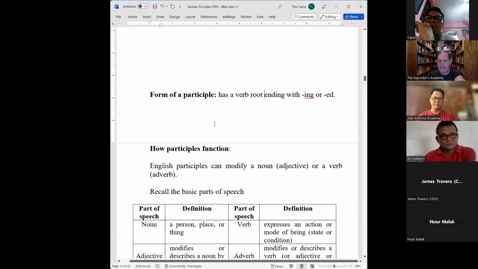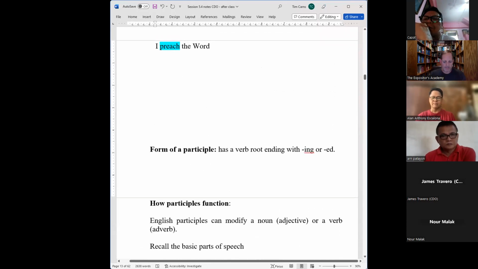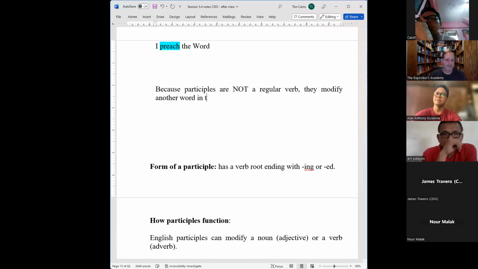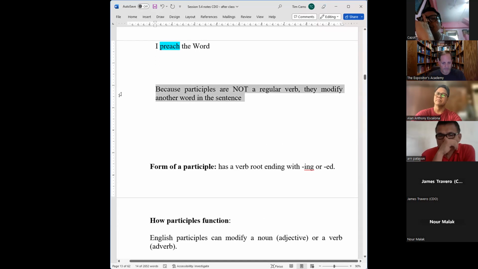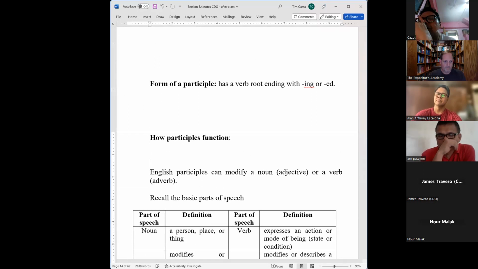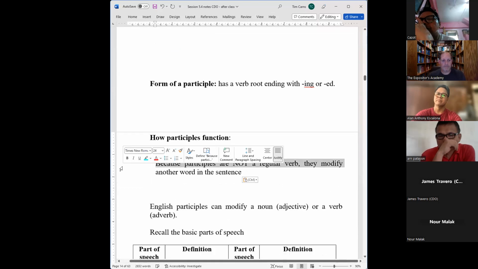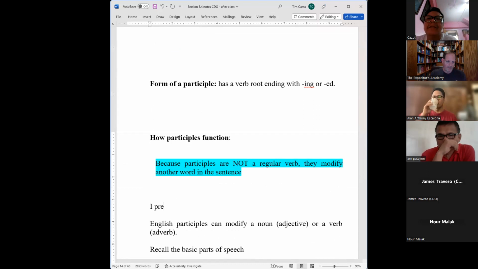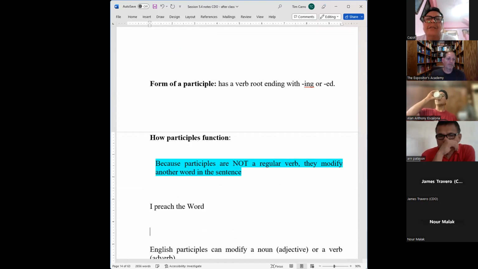Because participles are not a regular verb, that means they modify another word in the sentence. Okay? I should put that here. This is important. All right? They don't act like a regular verb. Again, remember, regular verb: I preach the word. Preach here is a regular verb.